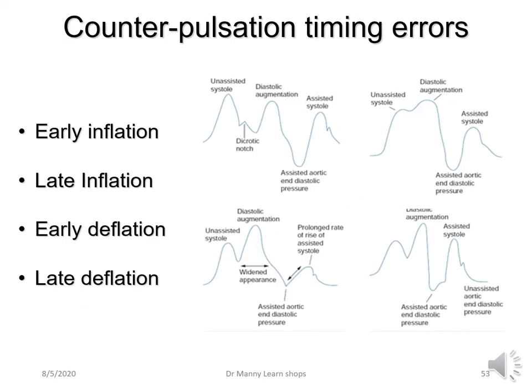However, sometimes we can get things wrong, and therefore we can have what are called counterpulsation timing errors. And these are essentially four. We inflate too early, we inflate late. We deflate too early, we deflate late.